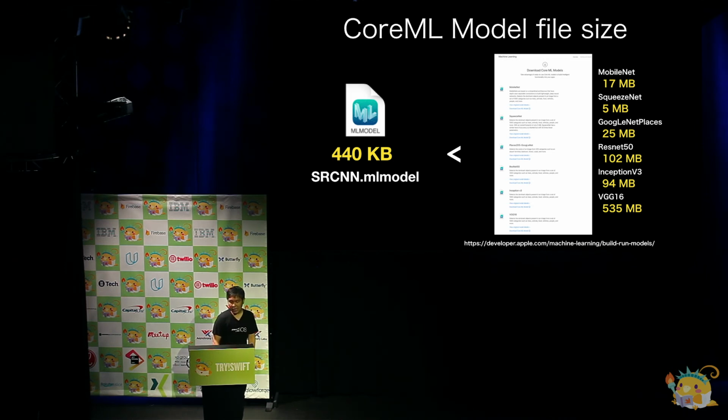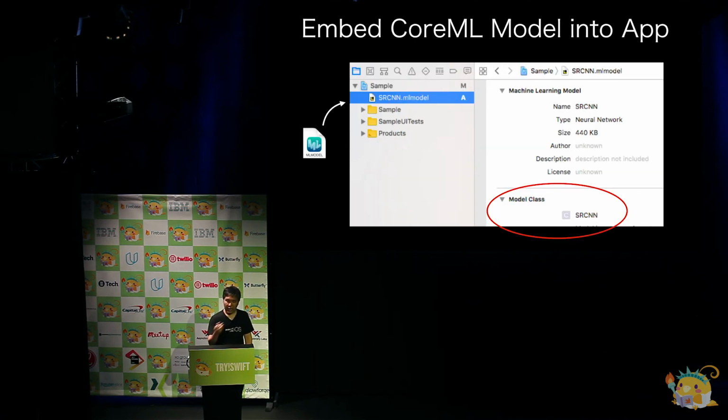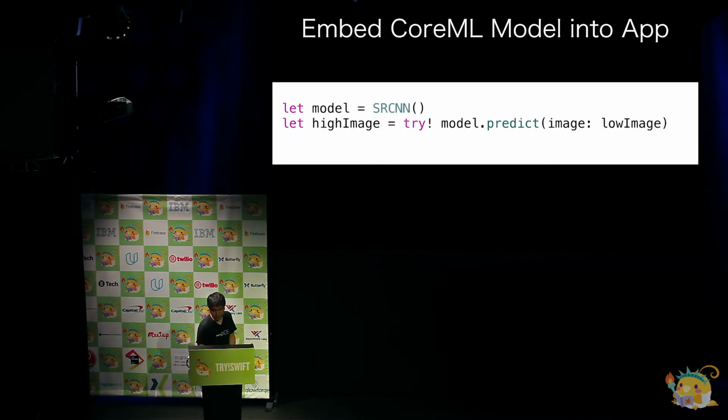All that's left to do is to add the model to the iOS project. Xcode will automatically generate the class in order to access the model. The rest is simple Swift programming. You just call the predict method. It will return your image object converted to high resolution. That's all that is needed for implementation of super resolution on an iOS app.